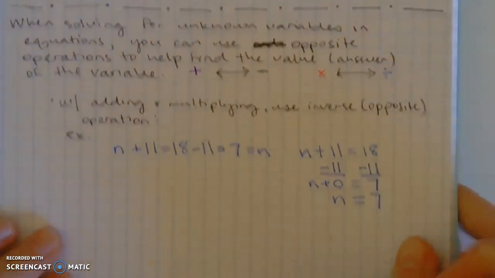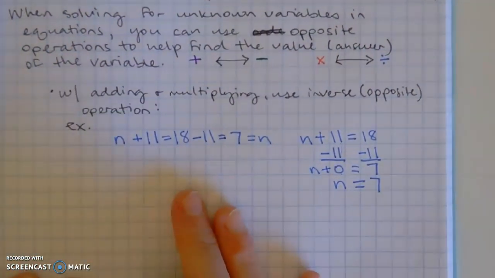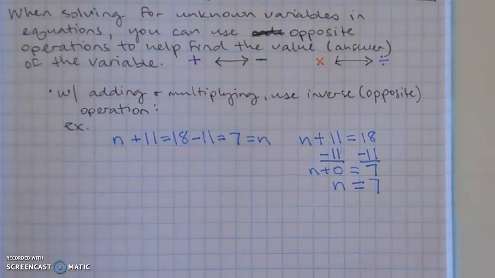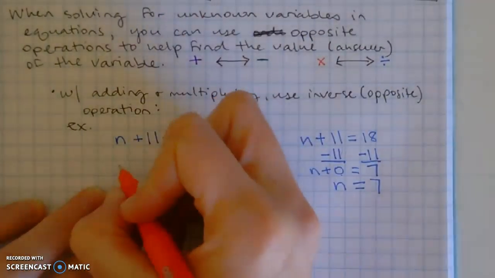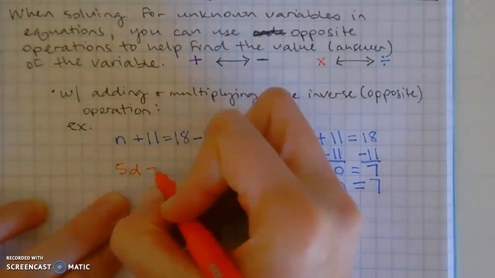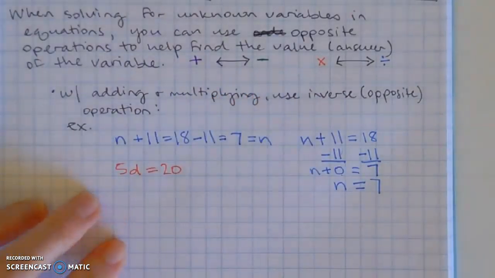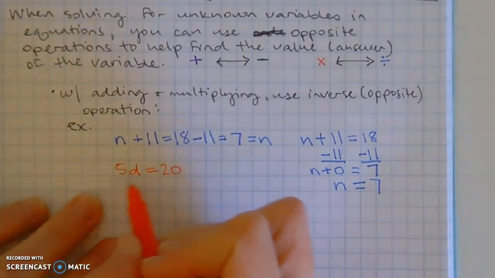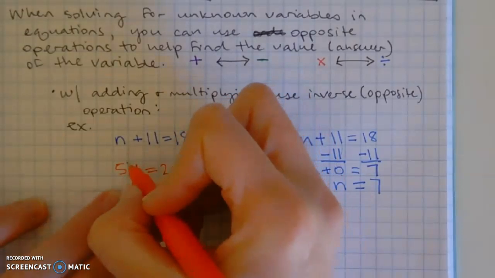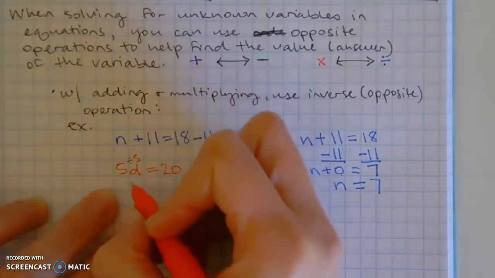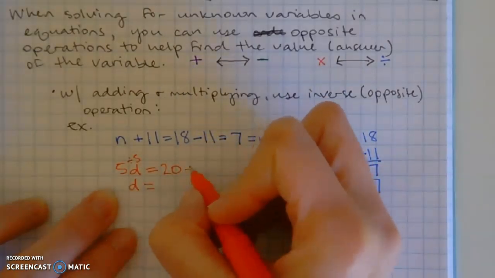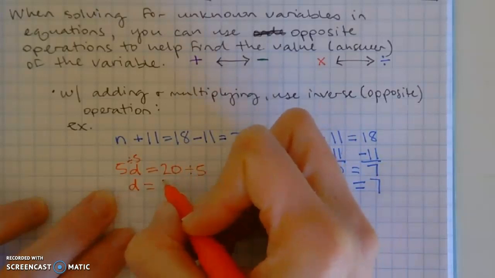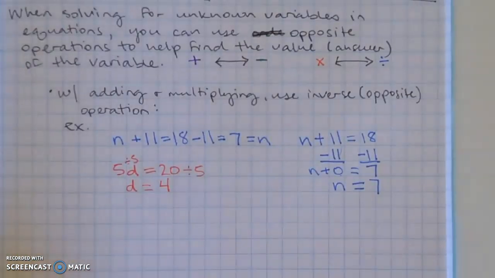All right. I'll show you a quick multiplication one. And I didn't match my colors. I'm not doing very good on these notes already. So let's do a multiplication one. So 5d equals 20. So to get rid of this 5 over here, I'd have to divide this by 5, which would make that 1d, or I could just write d. So now I'm going to divide 20 by 5, and 20 divided by 5 is 4. So my answer is going to be d equals 4.